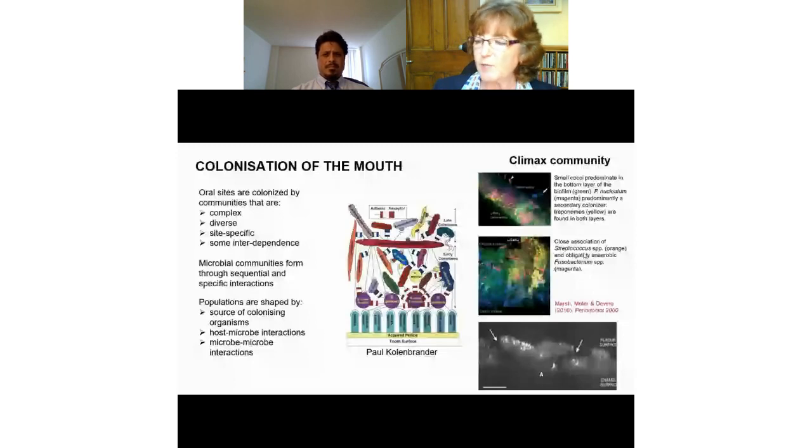But it is pretty stable, and anybody who's worked with probiotics or who's read about probiotics will know that it's very, very difficult for an external or an extraneous organism to establish itself permanently within a stable climax community within the mouth and at other sites within the body.